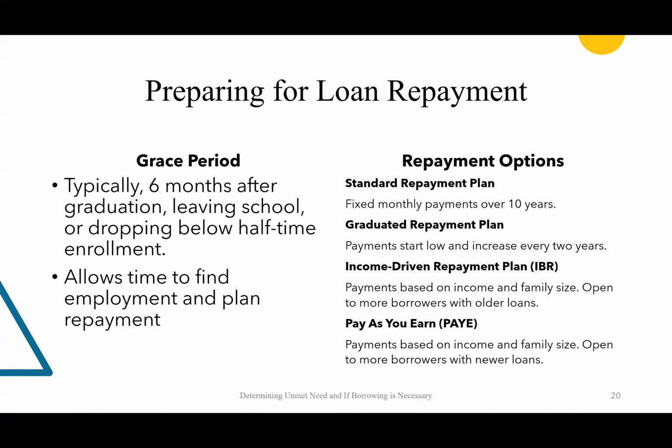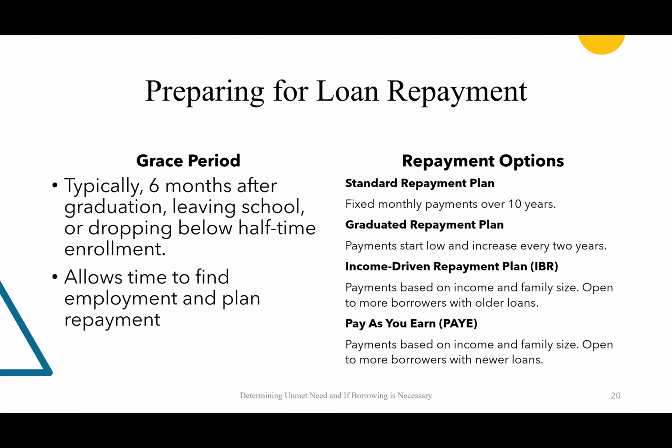Here are some repayment options. You have your standard repayment plan, graduated repayment plan, income-driven repayment plan, and Pay As You Earn. Each of these repayment plans is a little bit different from one another. The standard repayment plan is basically fixed monthly payments over 10 years. The graduated repayment plan starts low and increases every 2 years. That's definitely subject to how much you borrowed, and so that would be subjective.